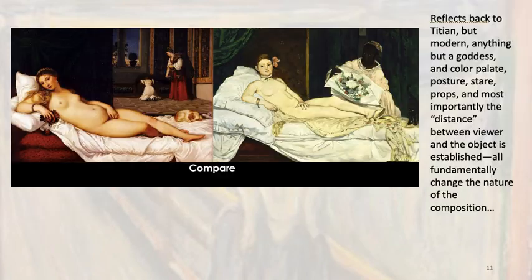And if you think about what he's doing here, it reflects back to Titian or Tiziano, but it's modern. It's not a goddess as in Titian, but it's a different look. And most importantly, the distance between viewer and the object is established and it changes the nature of the composition. So see how you look at those and compare them as to what is happening in the way that Manet is reworking a female nude.